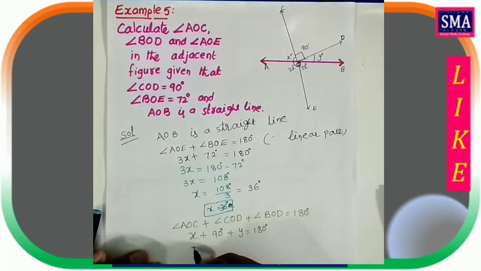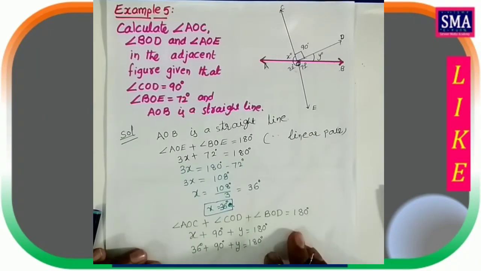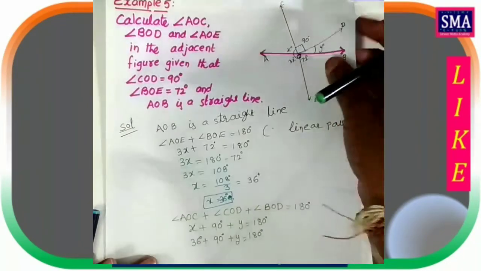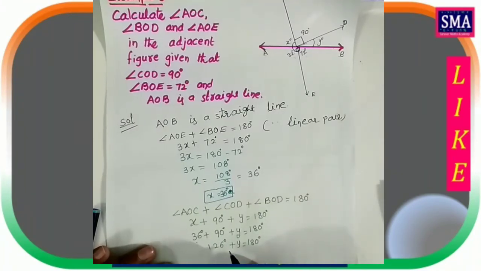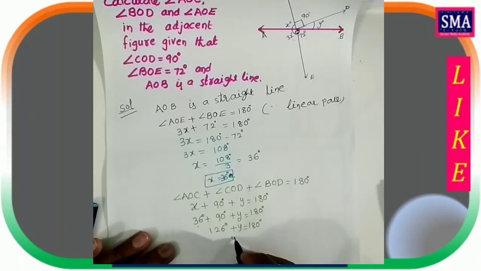From here, x is equal to 36 degrees; substitute in this equation. 36 plus 90 is 126 degrees, plus y equals 180 degrees. Then y equals 180 degrees minus 126 degrees, as 126 is transposed to the right side. So 180 minus 126 is 54 degrees. Therefore y equals 54 degrees.